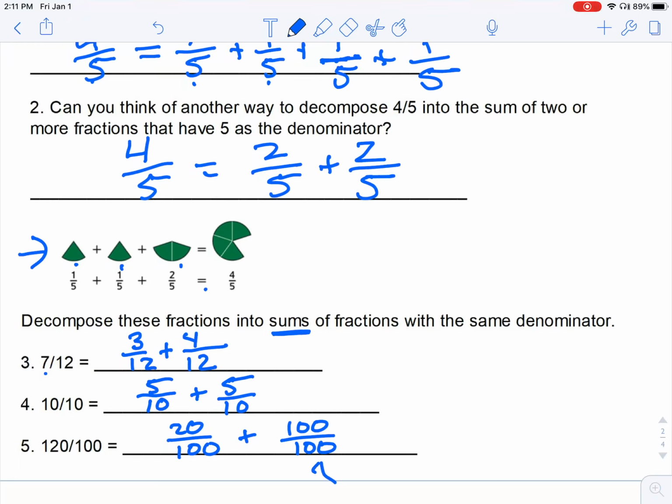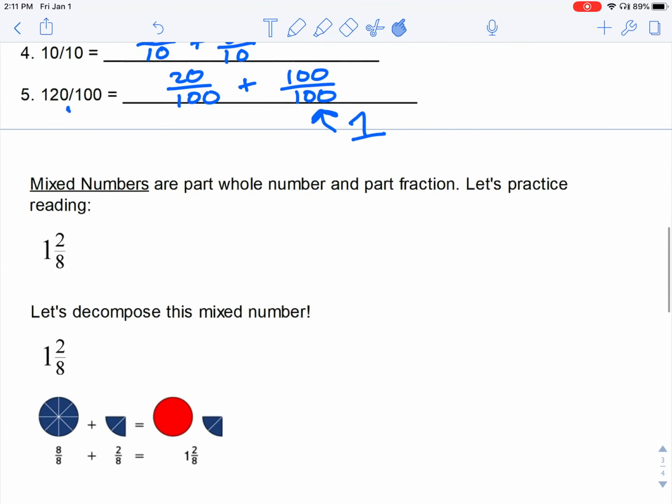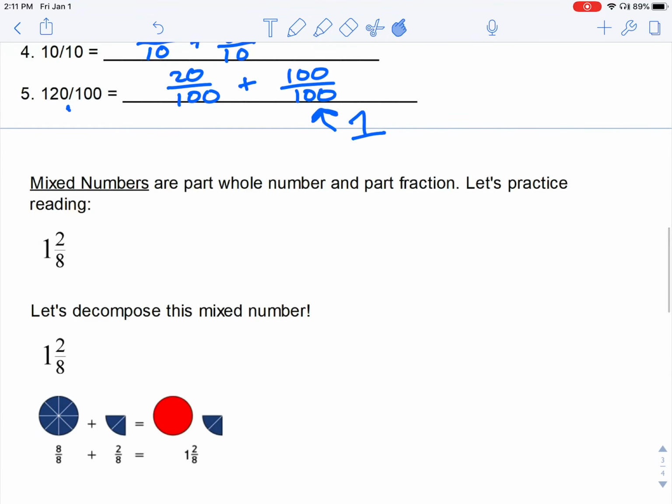Also, what did you notice about my 100 hundredths? That's the same as one whole, right? So this was actually what we call, and do you remember the term? Improper fraction, or a fraction greater than 1, is what we say. So that brings us to our next point, mixed numbers. So this improper fraction up here could have been converted into a mixed number, right? We could have said this is the same as 1 whole and 20 hundredths, just kind of like we wrote it in the decomposition. So that's what a mixed number is, when it has part whole number and part fraction.